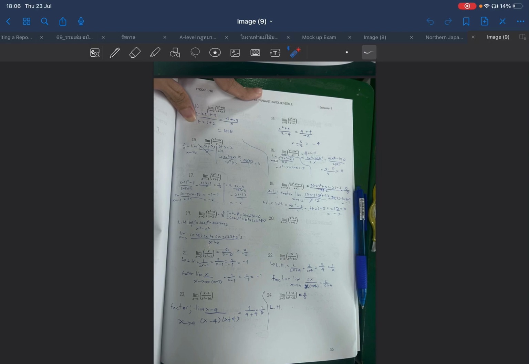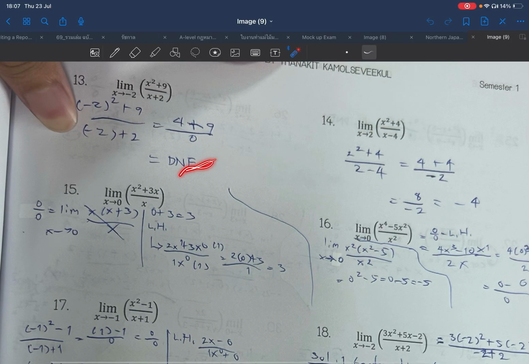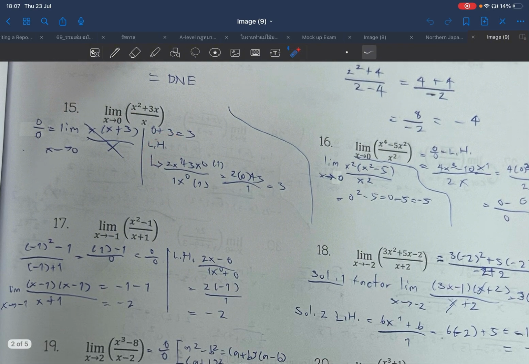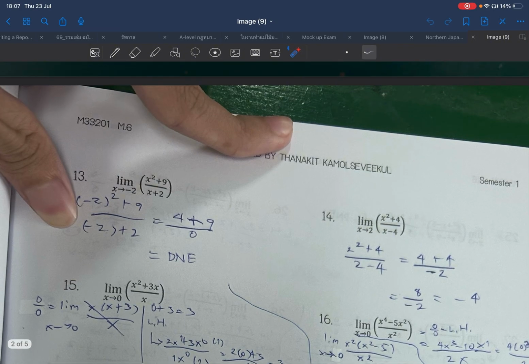I'll give you some facts which could be interesting for you. A non-zero number divided by 0 means the limit does not exist, or DNE, as you can see here. And the indeterminate form 0 over 0, where we must simplify using factoring, canceling common factors, or L'Hôpital's rule. So let's begin.